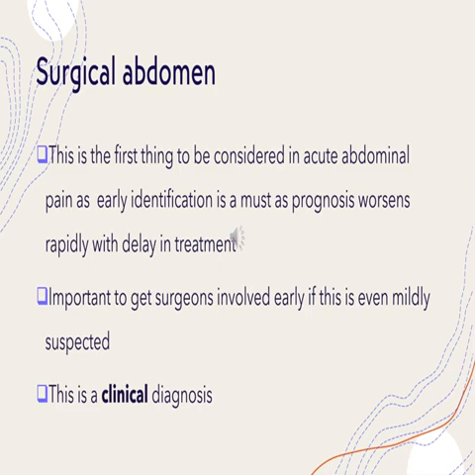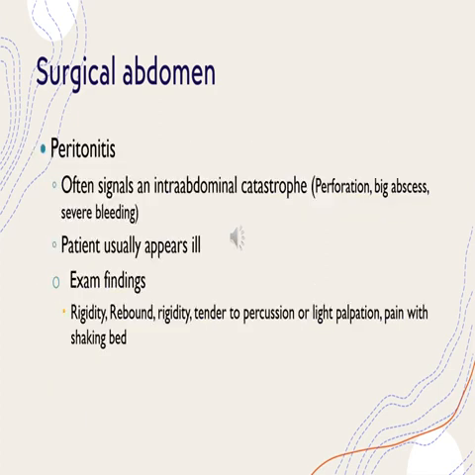Mostly this is a clinical diagnosis. I can tell whether this abdominal pain is surgical or non-surgical. It is, for example, like peritonitis. Usually peritonitis is inflammation of the peritoneum caused by an intra-abdominal catastrophe, like perforation of an abdominal viscus, perforation of a peptic ulcer, perforated appendix, abdominal abscess, or severe intraperitoneal hemorrhage. This will cause peritonitis.